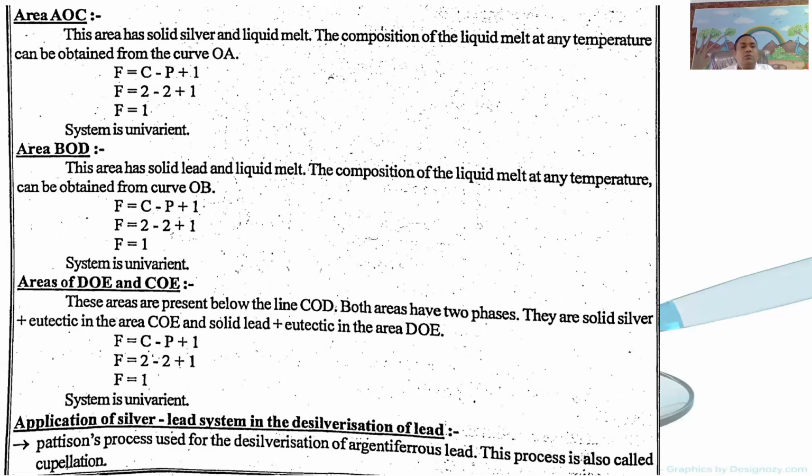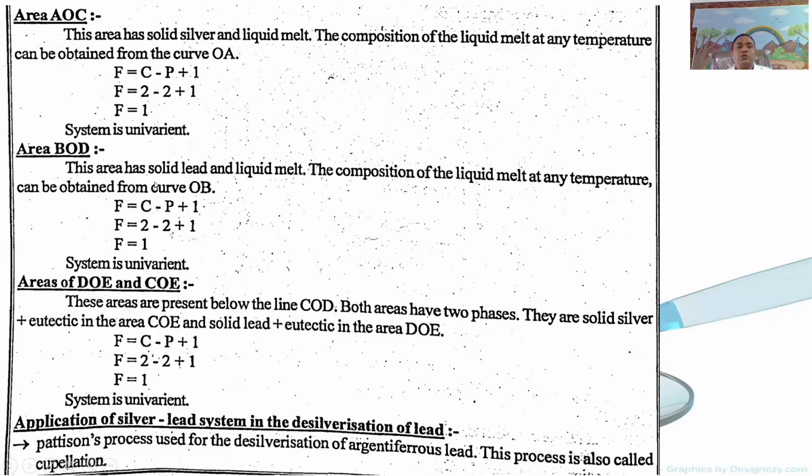Next, the area AOC. This area has solid silver and liquid melt. The composition of the liquid melt at any temperature can be obtained from the curve OA. Therefore, the degree of freedom F equal to C minus P plus 1, F equal to 2 minus 2 plus 1 equal to 1. It is a univariant system. Next, area BOD.